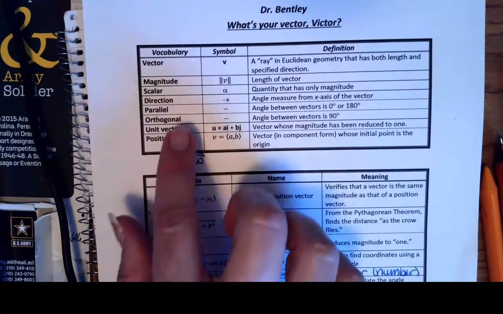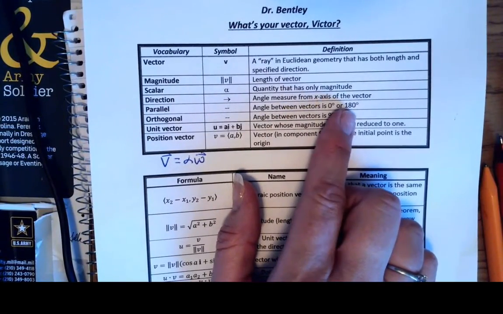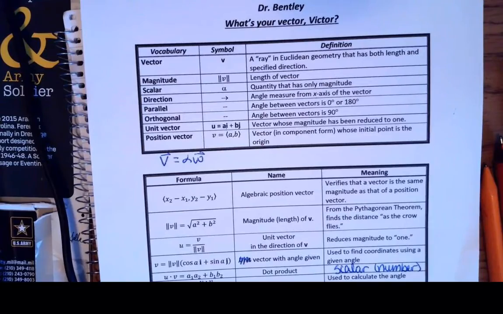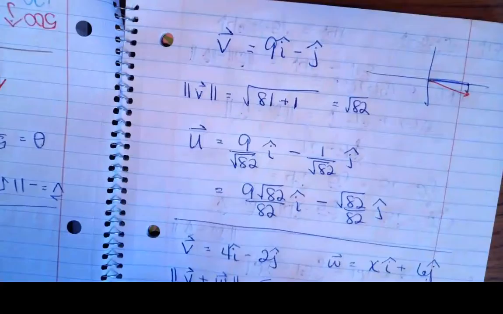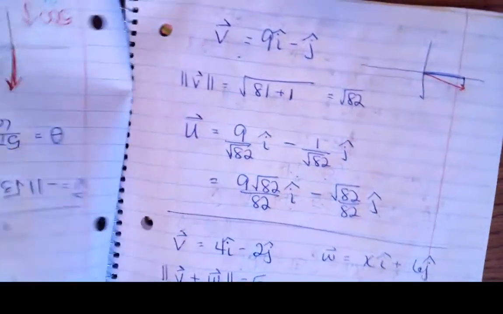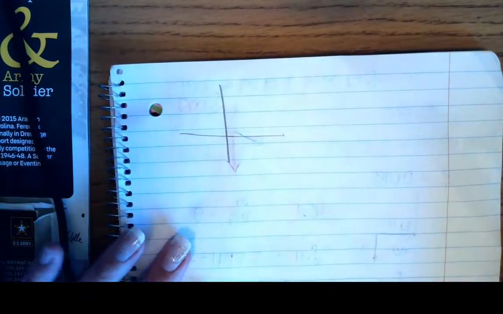So come back up here to parallel. If your angle between the vectors is either 0 or 180, then they're parallel vectors. And that gets a little bit confusing in vector world because, let me see if I can find what I drew before. Hang on, I don't know what I drew. Nope, can't find it.